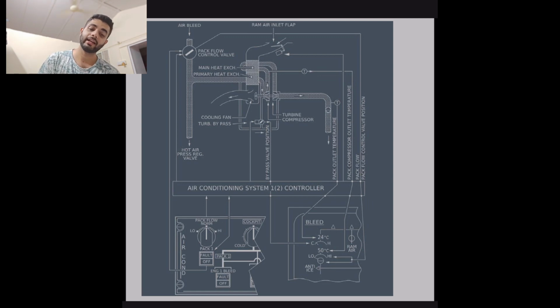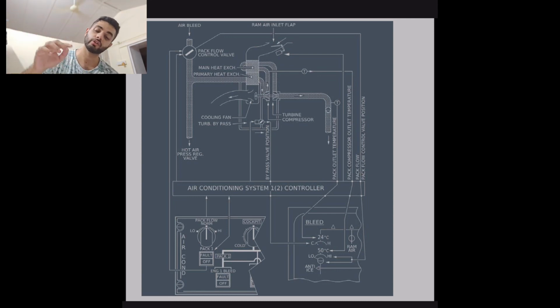Now the air enters the pack via the pack flow control valve. The valve is pneumatically operated and electrically controlled. In the absence of air pressure, it is spring loaded and closes. The air enters the primary heat exchanger for initial cooling, and then is sent to the compressor. In the compressor the air is pressurized, which causes it to heat up and rise in temperature. Hence the air is then sent through the main heat exchanger twice. After this, the air is sent to the turbine, where the energy is used to drive the turbine, and then further the compressor and then the cooling fan.